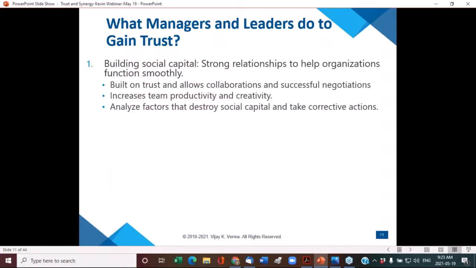First thing they need to do is build social capital. Social capital means the strong relationships that help organizations function smoothly. That is built on trust and allows better collaboration and successful negotiations. So if you have good social capital, you can have good collaboration and successful negotiations. It increases team productivity and creativity.